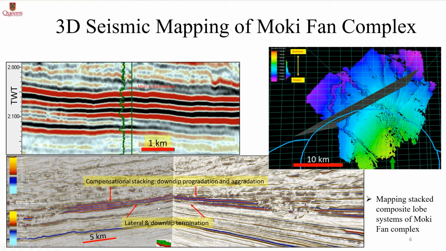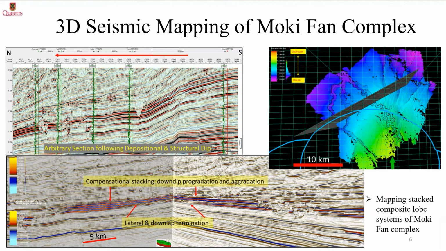If we look at the composite panel from the 3D seismic, we can easily see how the successive stacking of the Moki lobes are stacked vertically through the compensational stacking geometry. At the same time, we can see the down dip progression vis-a-vis the aggregation on the forefront. On the left side of the shear channel, we can see the lateral as well as the downlap terminations of the facies. The more detailed surgical mapping has revealed the younger channel facies that has entrenched the successive lobes with time.